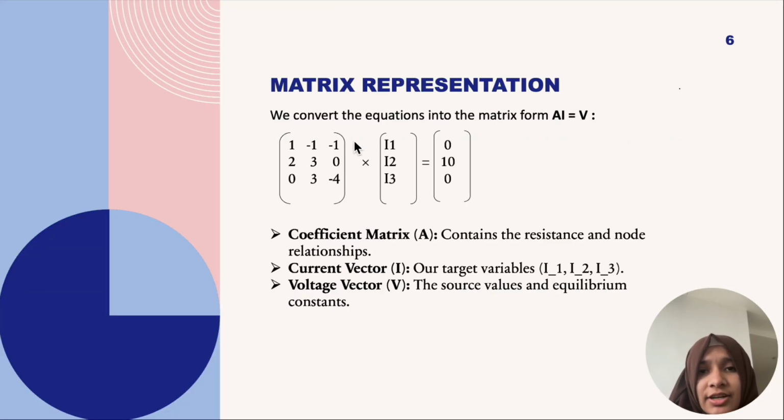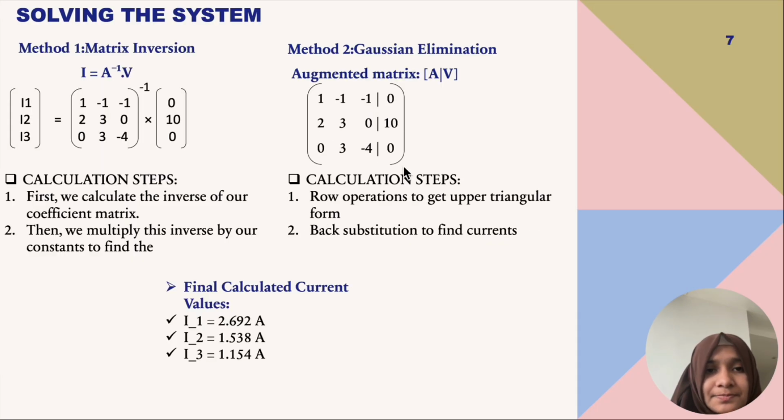We then convert this into the matrix form AI = V. The A matrix contains the resistance and node relationships. I is our target current vector and V is the voltage source. This representation is what allows us to solve the system using computational methods.